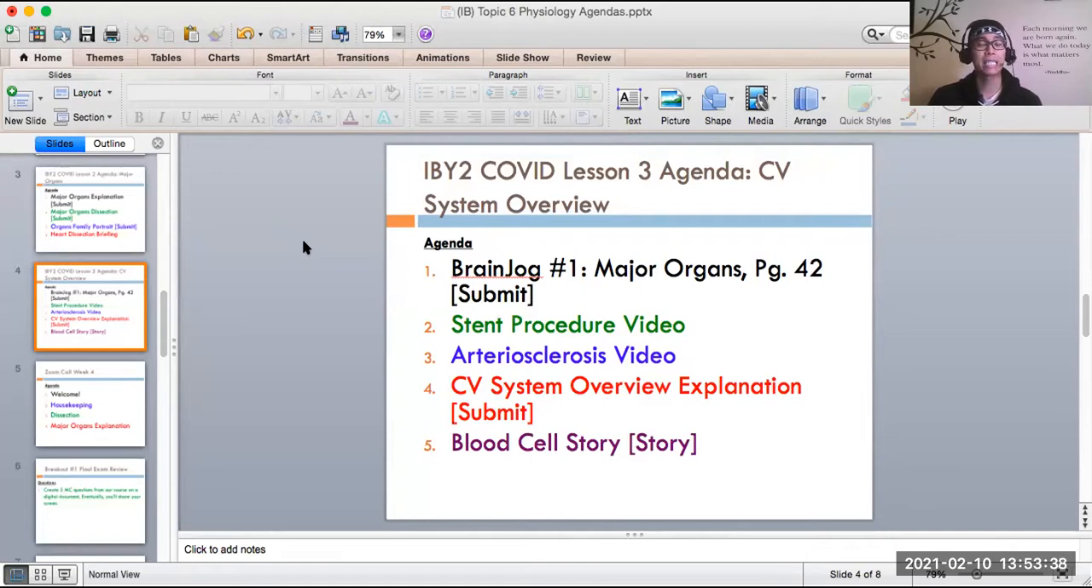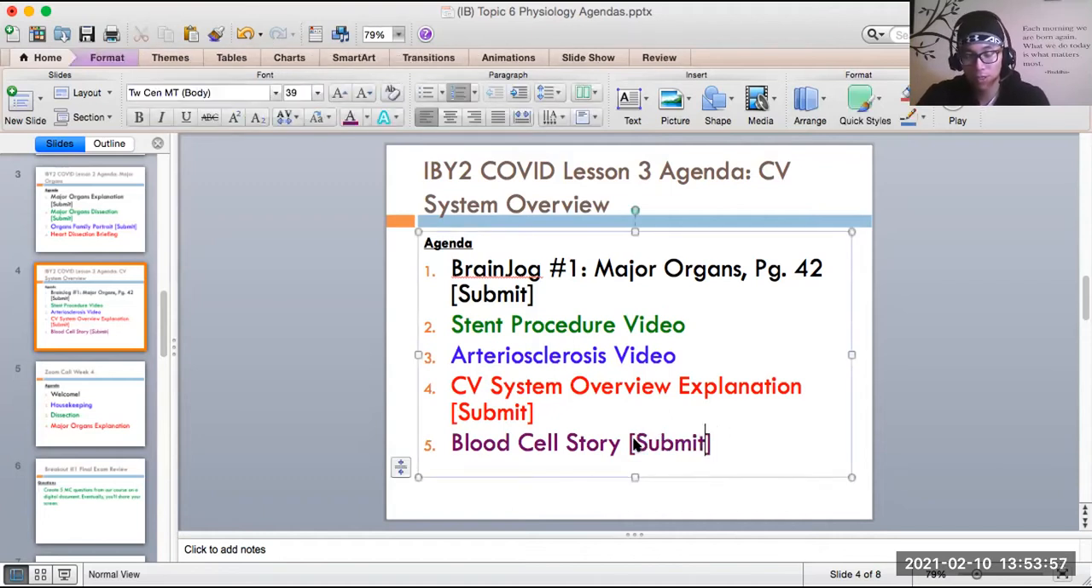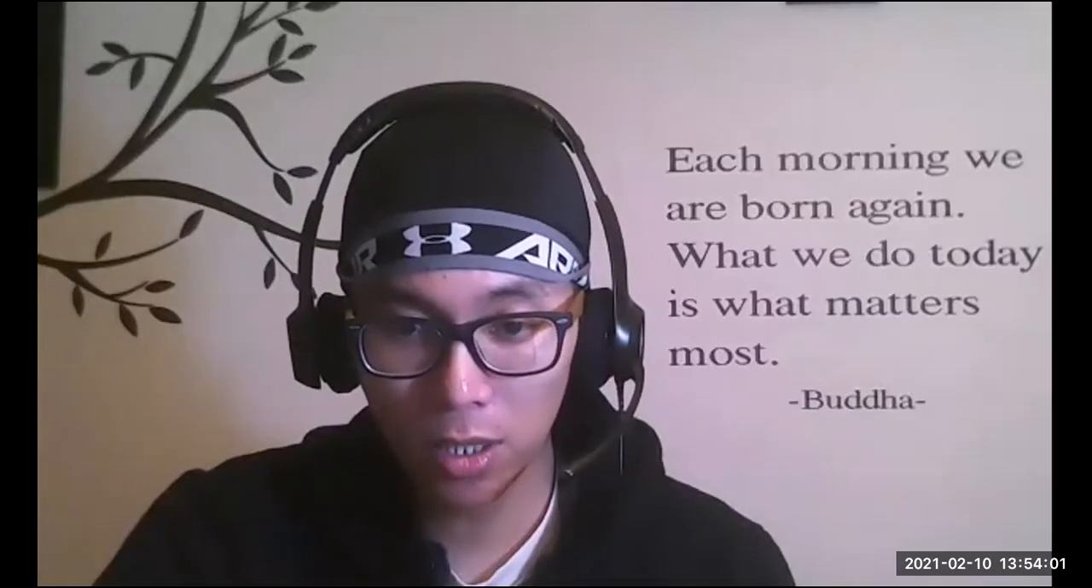Here are the instructions in a nutshell. Pretend you are a red blood cell traveling through the cardiovascular system. Where would you go? What stops would you make on your journey? Okay, that's a story. It shouldn't say story, it should say submit. I don't know why I put story. There you go. All right, that's the agenda for today. Pretty easy.